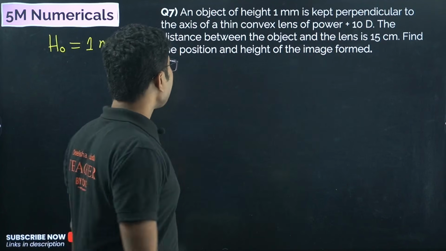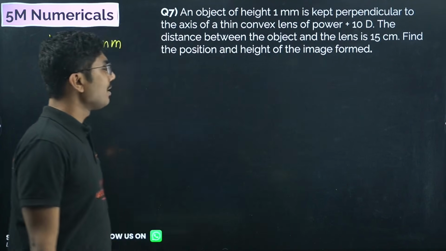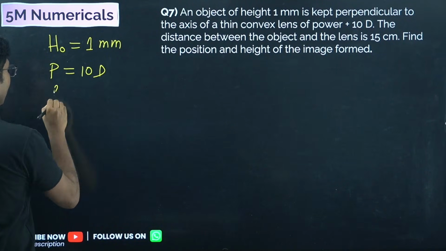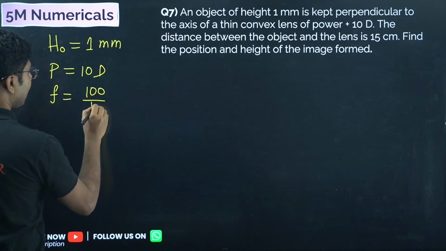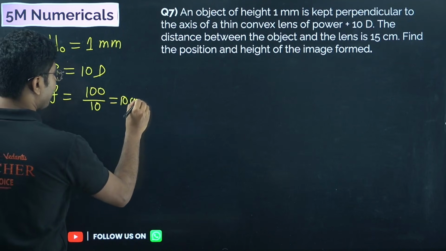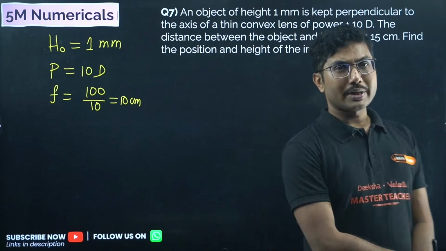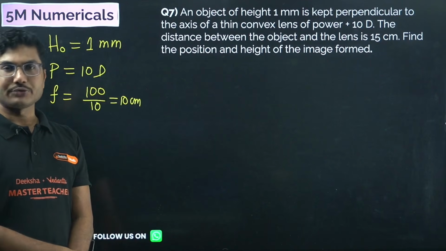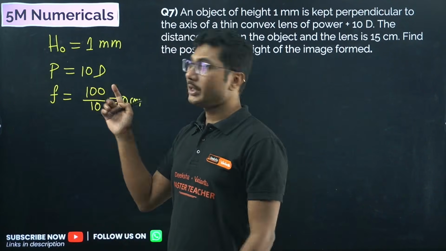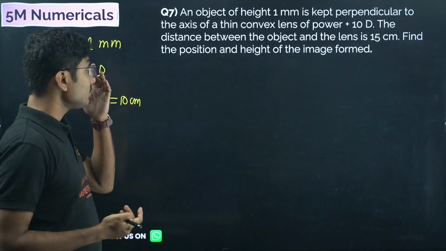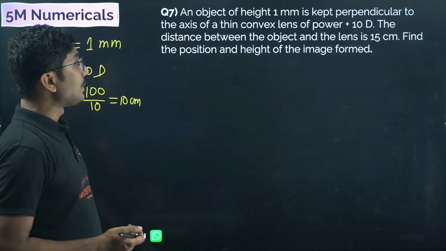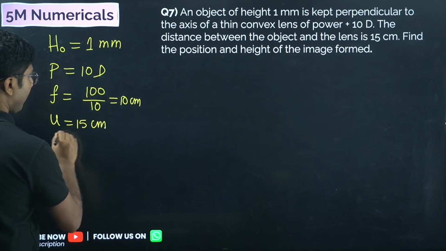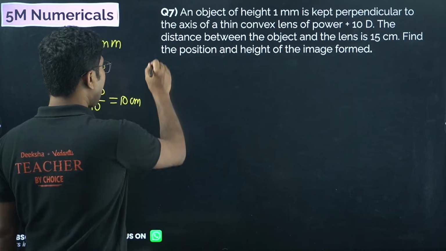Convex lens of power plus 10 D. That means focal length is 100 by 10, that is 10 centimeter. Why 100 by 10? Because power is given when focal length is measured in meters. To convert from meter to centimeter, you have to multiply with 100. Now, the distance between the object and the lens is 15 centimeters, so object distance is 15 centimeter. Find the position and the height of the image.